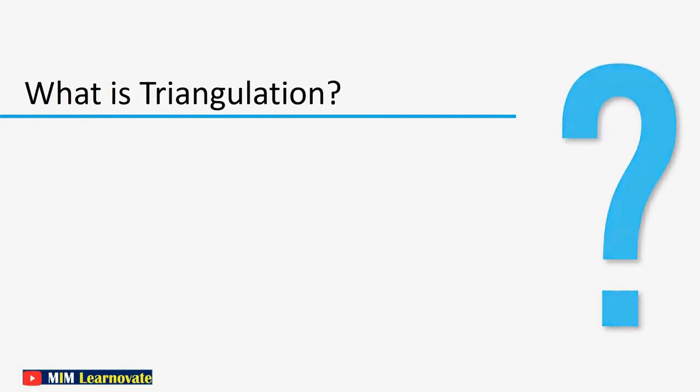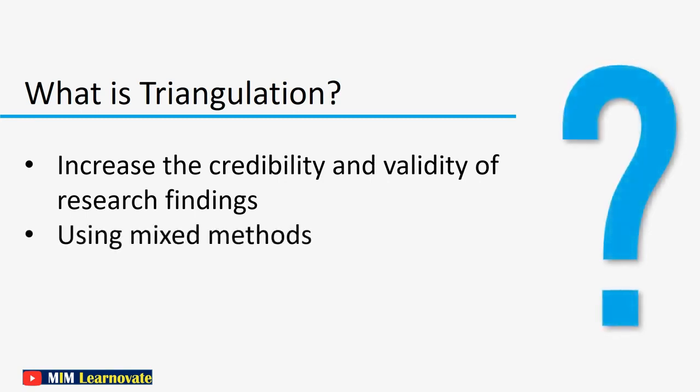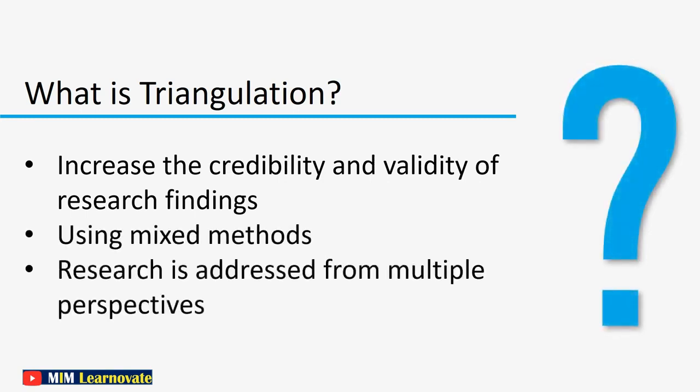What is triangulation? Triangulation is a method used to increase the credibility and validity of research findings. Triangulation is a technique that is often associated with using mixed methods. Triangulation requires that research is addressed from multiple perspectives.